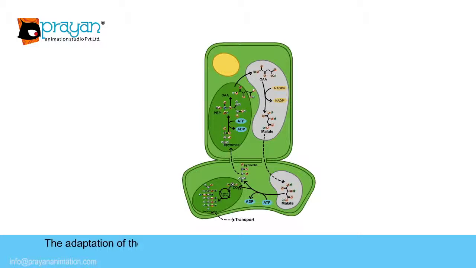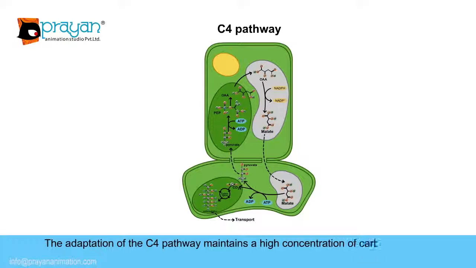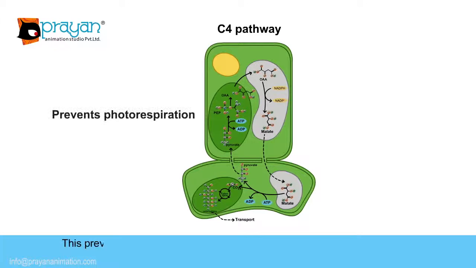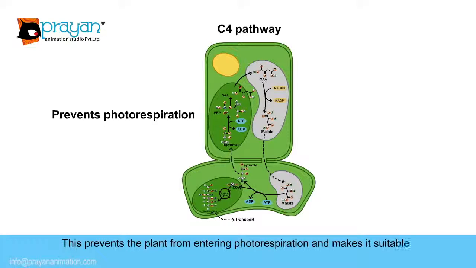The adaptation of the C4 pathway maintains a high concentration of carbon dioxide molecules, so that carbohydrate production levels do not decrease. This prevents the plant from entering photorespiration and makes it suitable for living under these conditions.